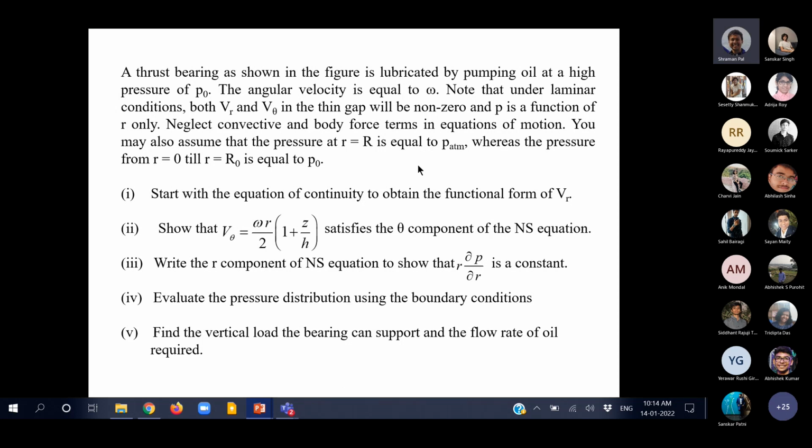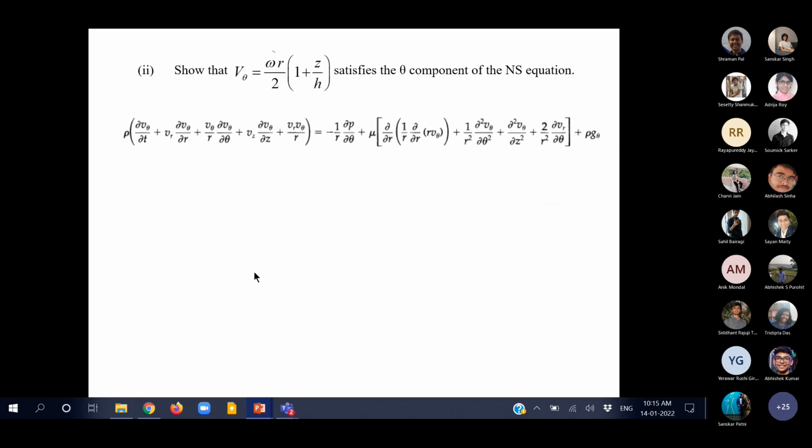Convective and body forces will be negligible. Convective and body force terms in the equation of motion can be neglected. So if you look at the fourth line, it gives us some condition, which is going to be 0 if the convective part can be neglected. The entire left hand side can be made equal to 0 because that refers to the convective part. And of course, this body force term can also be neglected.